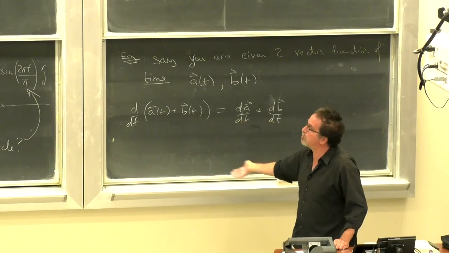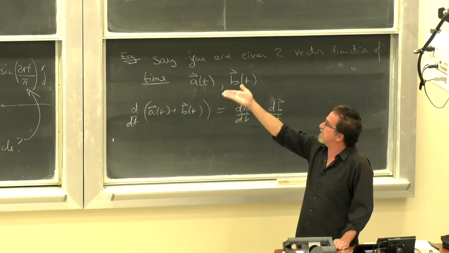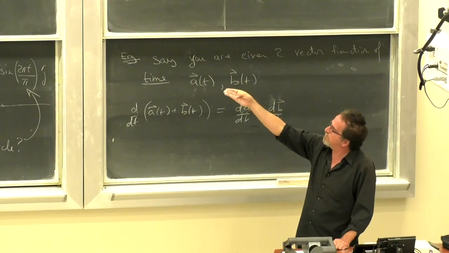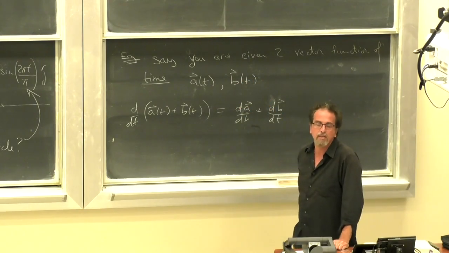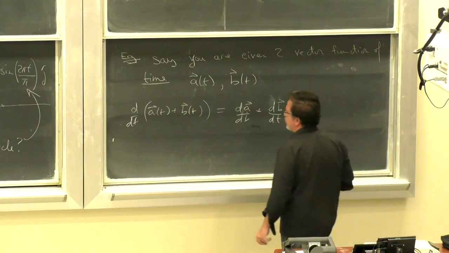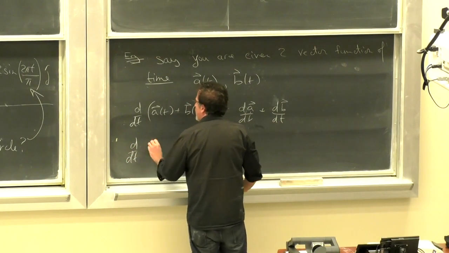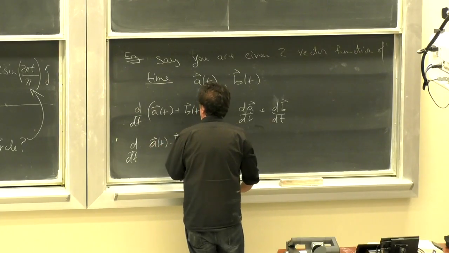And it's simple to show. I effectively showed it at the beginning when I discussed that R of t had a representation in terms of i hat, j hat, and k hat. Okay, so that's an easy one. But another thing that you can consider is what is d by dt of A of t dotted into B of t?